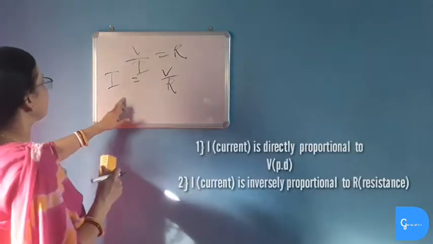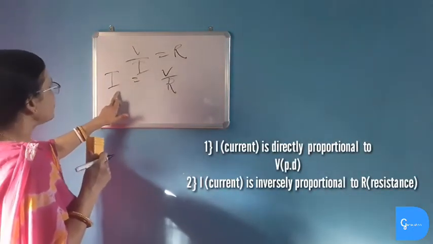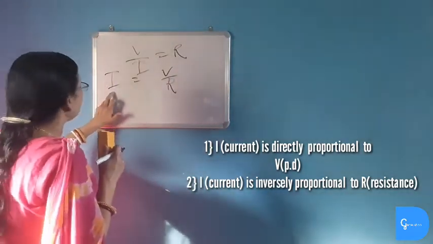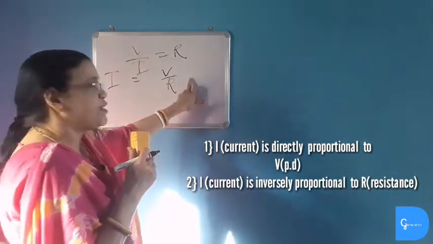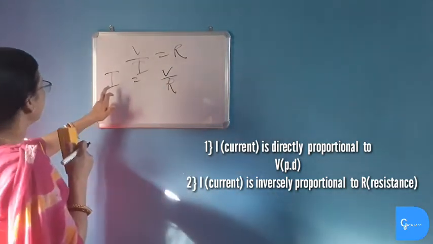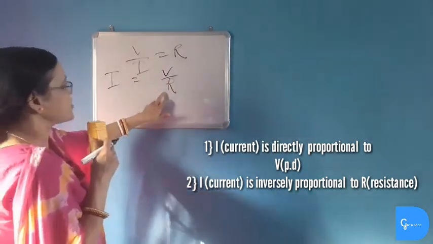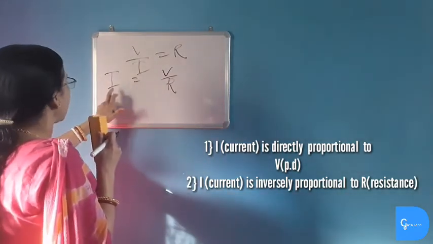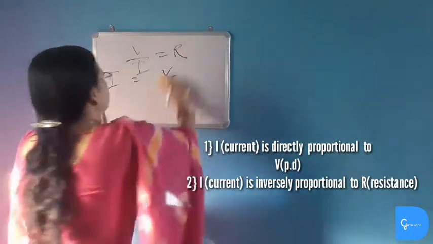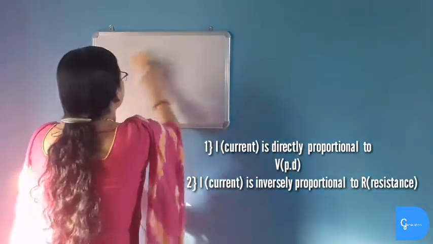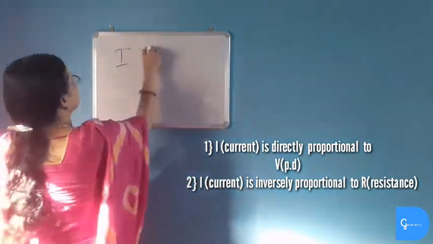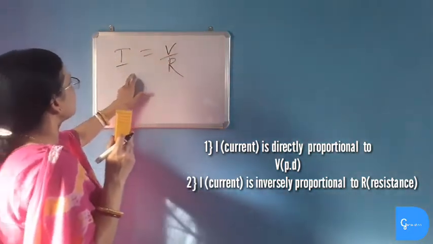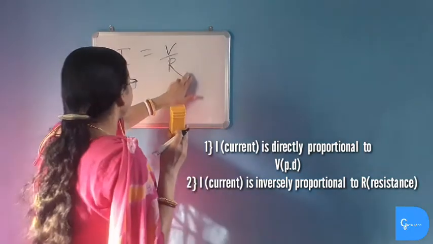This means that when current flowing in the circuit is double, potential difference is also double, and when current flowing in the circuit is half, potential difference is also halved. Similarly, if current flowing in the circuit is double, resistance in the circuit becomes half, and if current in the circuit is half, then resistance becomes double. So here strength of the current depends on potential difference and resistance of the conductor.